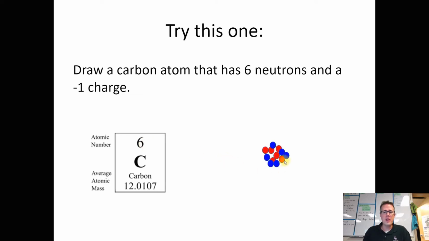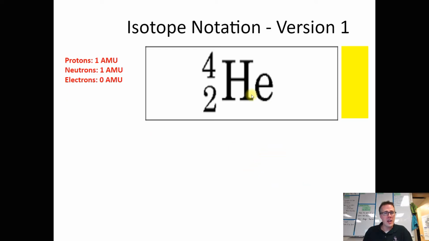So in this element, we're going to have 6 protons, 6 neutrons, and then around the outside, we have to have 7 electrons, since it needs 1 more minus than the plus. Now that we've got our review taken care of, we're finally able to talk about some notation.